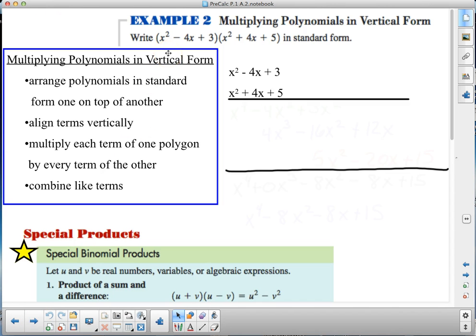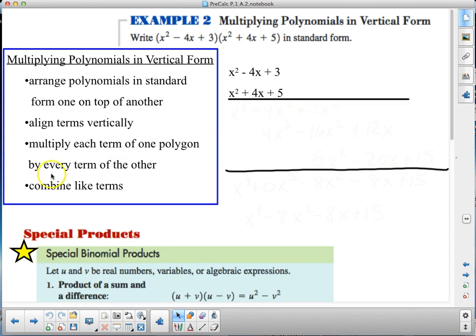Now, when we're multiplying something more than monomials together, or binomials and a monomial, or two binomials, we've got to multiply. There are several methods that allow us to do this. Now, multiplying polynomials in vertical form. Arrange polynomials in standard form, one on top of each other. These are the two I'm multiplying in example 2. We're going to align terms vertically, so they're in the same order, so we've got the powers lined up.